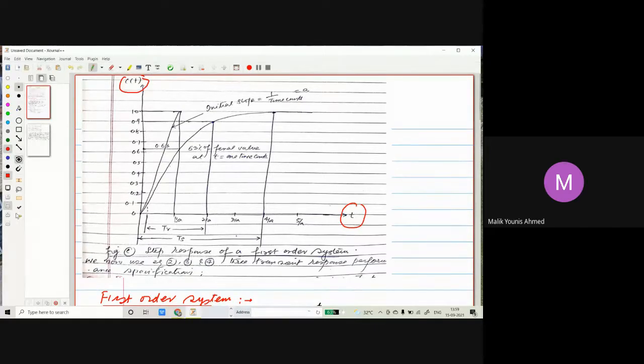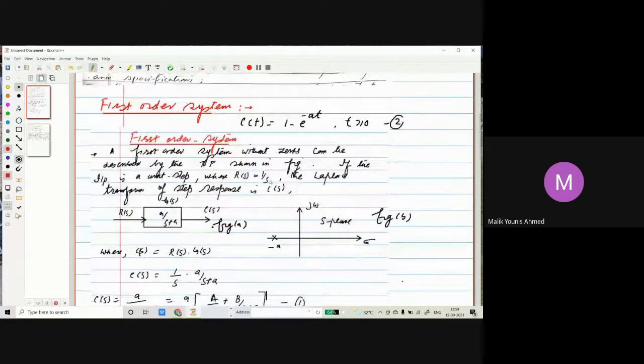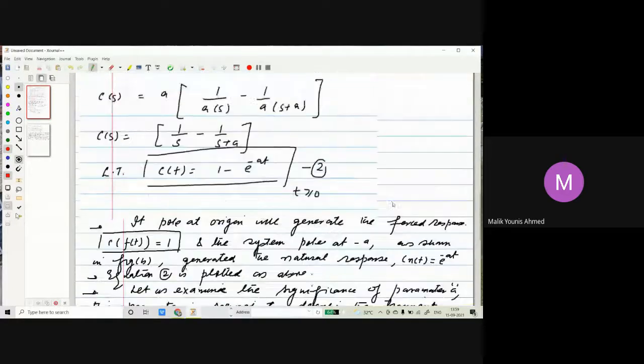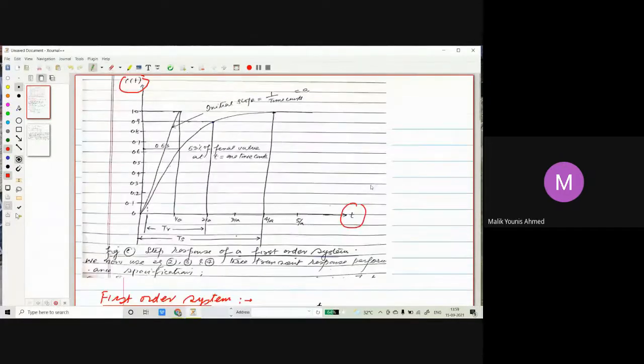We have divided them into 1 by a, 2 by a, 3 by a, 4 by a, 5 by a. Then on this side we have the response, that is response C of t in terms of 0.1, 0.2, 0.3, 0.4. Just like we have got the constants here, in a similar way we are putting in the points up to 0.9, 0.1.